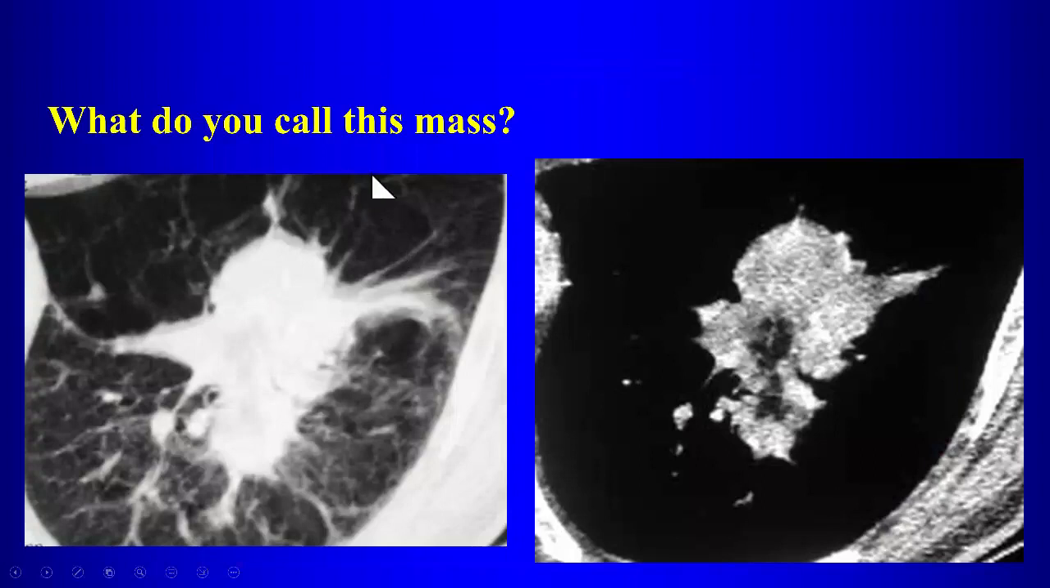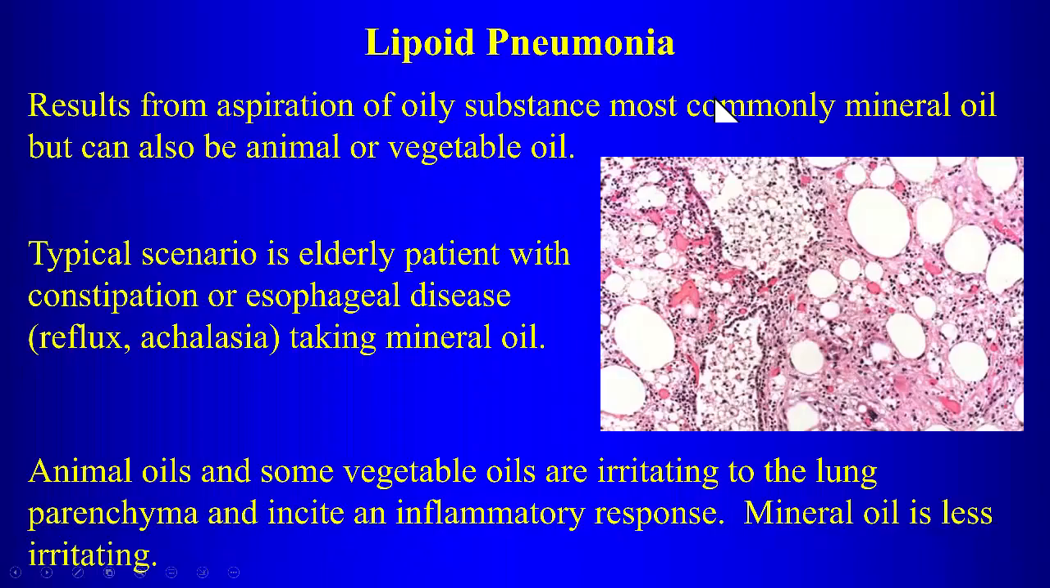So when we have something that looks like a spiculated mass, right? It's got fatty attenuation in it as a complication of lipoid pneumonia. There's a term for this. Do you know what that term is? Mass from lipoid pneumonia. It's called a paraffinoma. That is a paraffinoma.